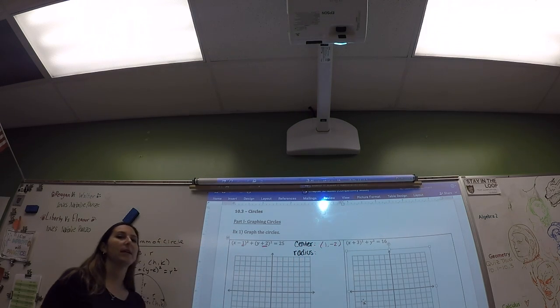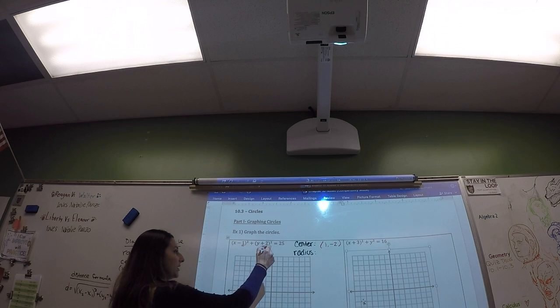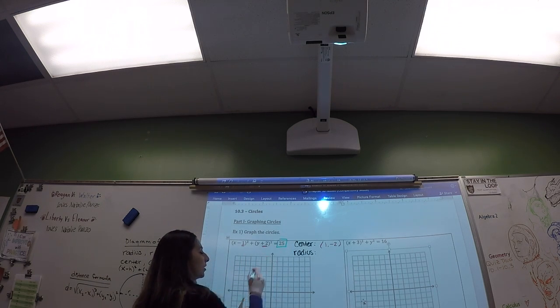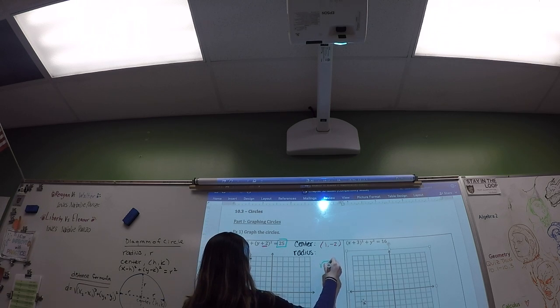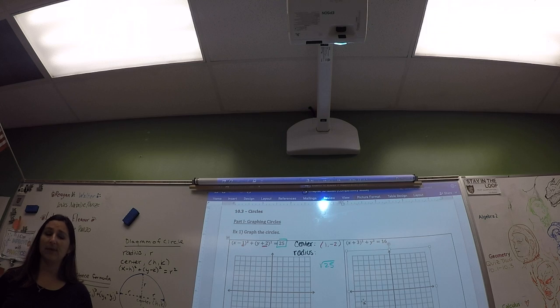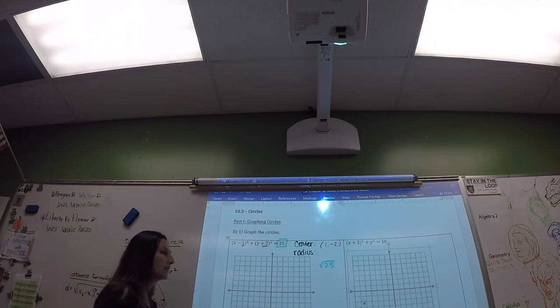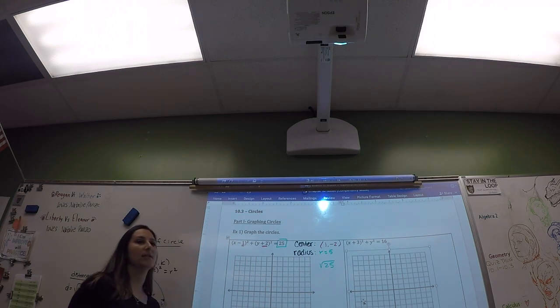Next thing you're going to do is identify the radius. You need the radius in order to graph it, because you need to know how big it is. So it's always equal to the radius squared. So you're going to take whatever that number is and square root it. Now, if it's a perfect square, great. If it's not a perfect square, you're going to guesstimate, using your skills of square roots. So this is a perfect square, and it's 5. So our radius is 5.